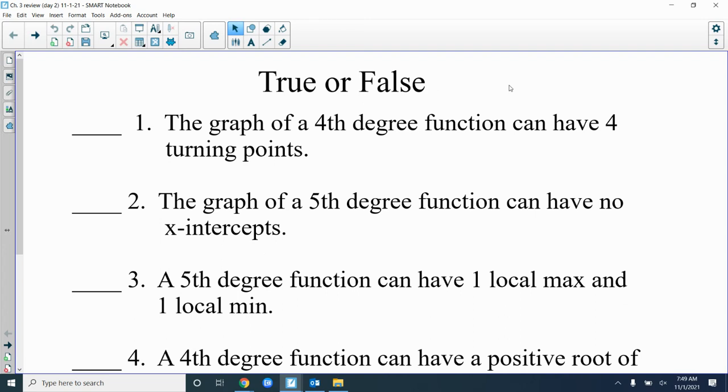A function can have 4 turning points. True or false? What have you got to say on that one? Ashley, what do you think? False. Okay, that is correct.